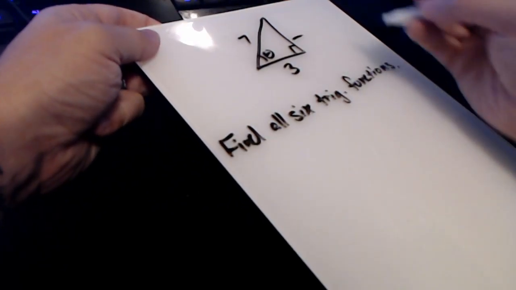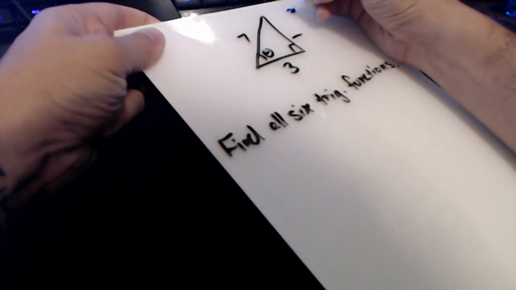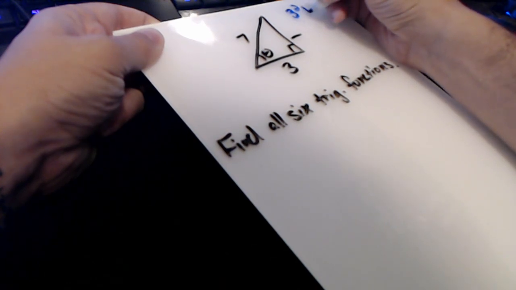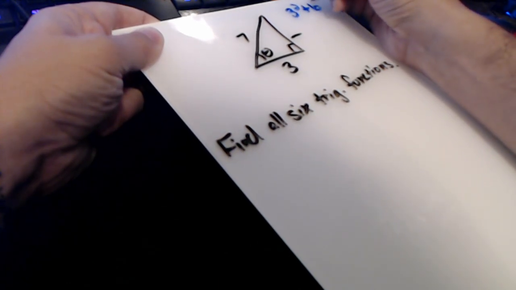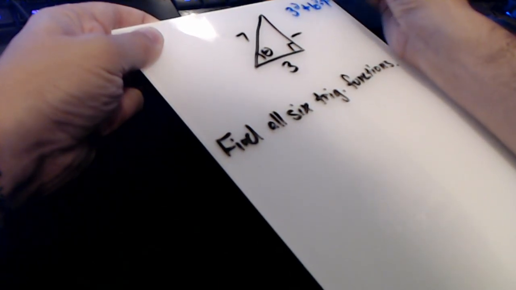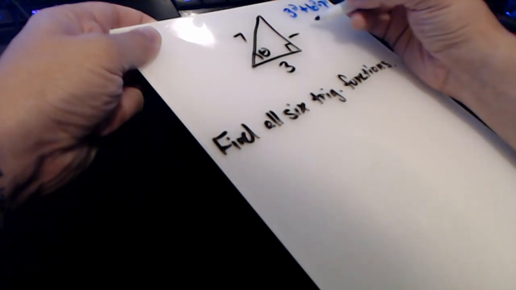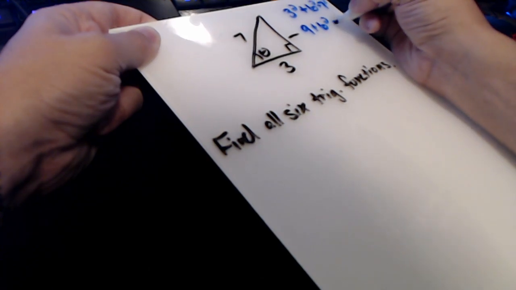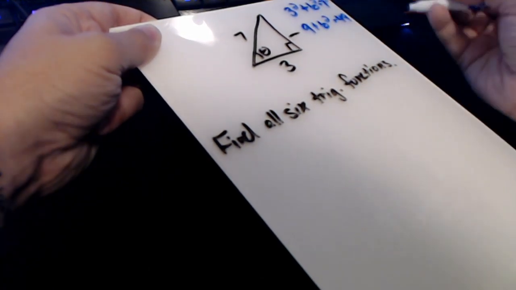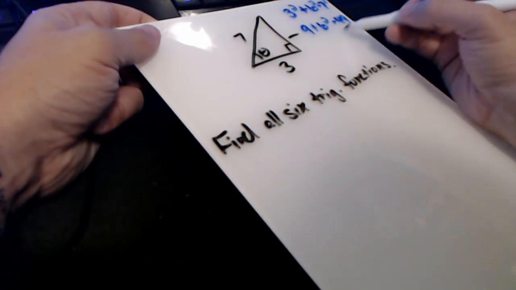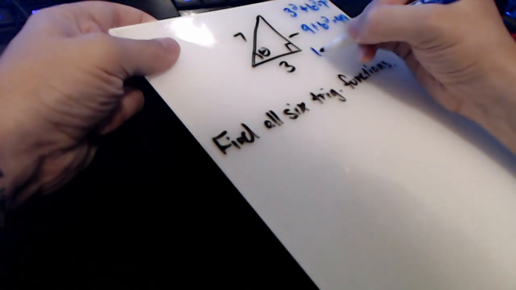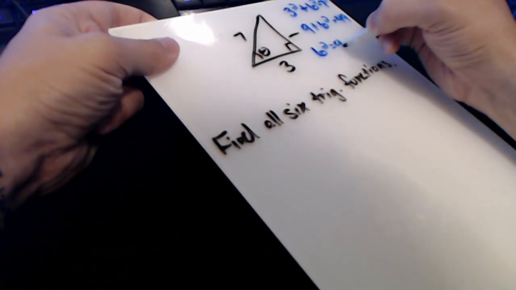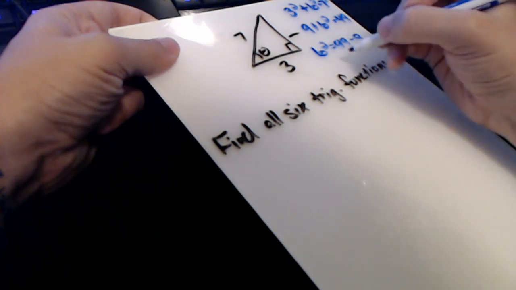So you're going to have 3 squared plus B squared equals 7 squared. And really what happens is now you have 9 plus B squared equals 49. And you have to think about moving this 9 to the other side. So we end up with B squared equals 49 minus 9.